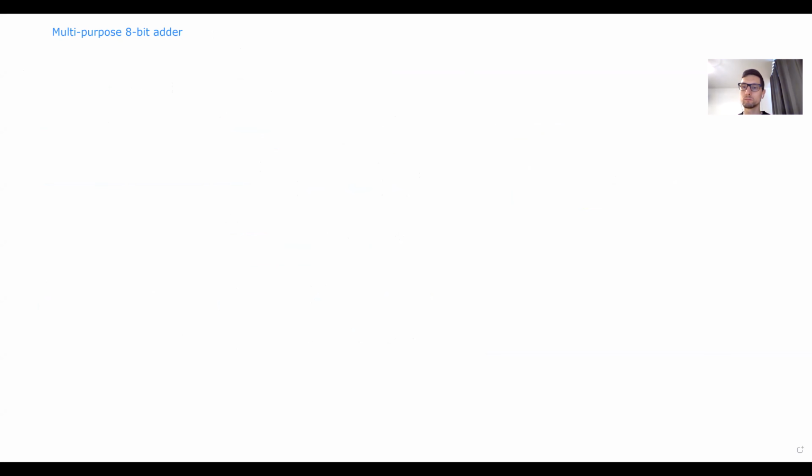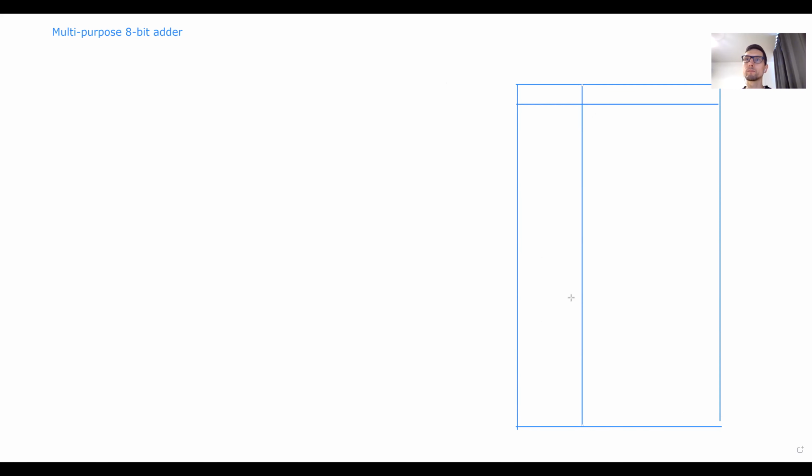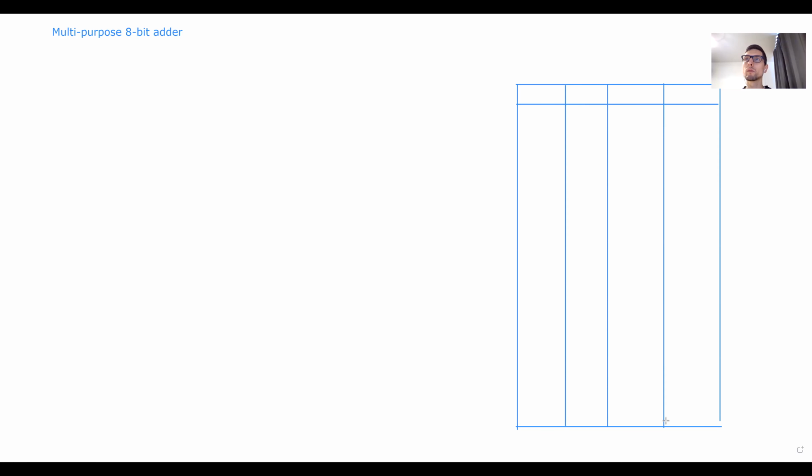I will draw a table and we will fill it with some interesting stuff. I'll tell you in advance that we can actually do 8 different instructions with our 8-bit adder. Let's see, how will I name them? Done. So divide by half, half, half, and half, and like this. And we will fill this interesting table.